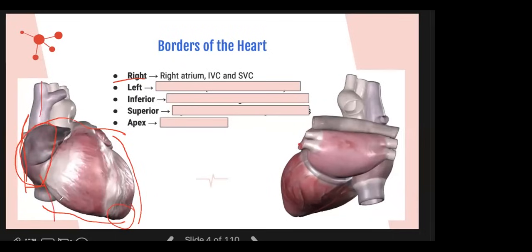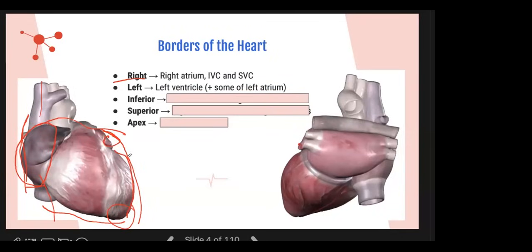Yeah, it's clear. Okay. So can anyone tell me what the left border of the heart is? Or what makes the left border? It's going to be the left atrium and left ventricle. Amazing, perfect. Okay, so we can see again right here, this is a little bit of the left atrium, which is the left atrial appendage, and the left ventricle. So these two structures make up the left border of the heart.